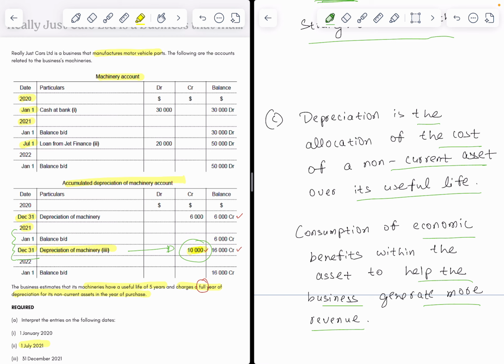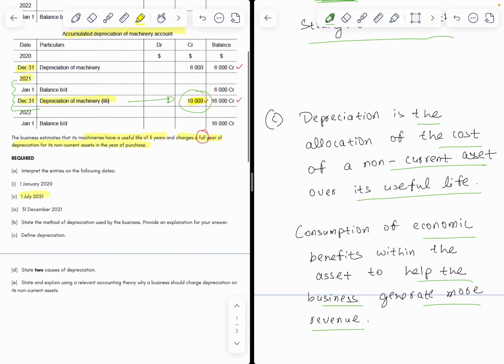So obviously, as this machinery gets used up within the business, there is a consumption of economic benefits that originally arrived with the purchase of this non-current asset. And ultimately, as it gets used, from one year to the next, we are generating revenue through this consumption, okay? So you could also write depreciation expenses incurred through the consumption of economic benefits within the asset to help the business generate more revenue throughout its useful life, okay?